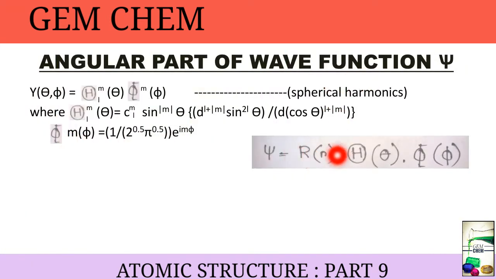Now we have already seen that this is a Schrodinger equation and these two parts are the angular parts, seen here as Y, and this is known as spherical harmonics. Here the value of capital theta is given, and the value of capital phi is also given. These two values are obtained from quantum chemistry, and the quantum chemistry book which you can refer to for these values is MacQuarrie and Simon.